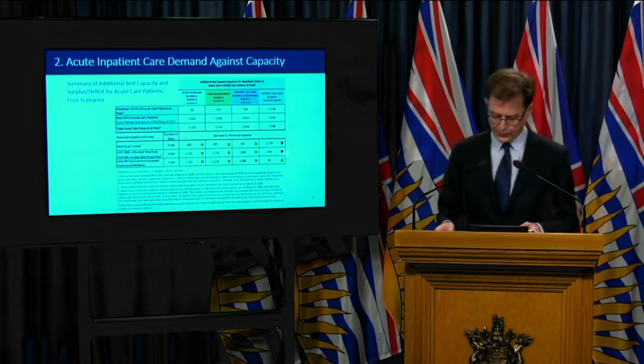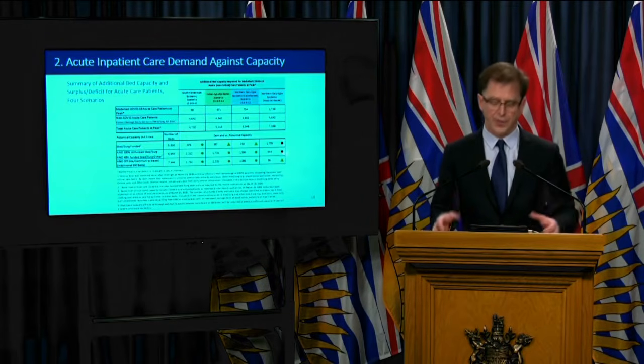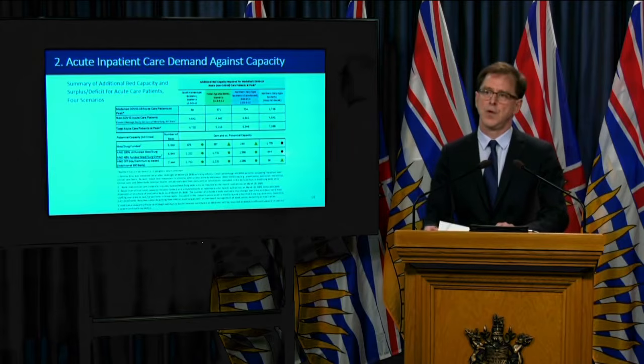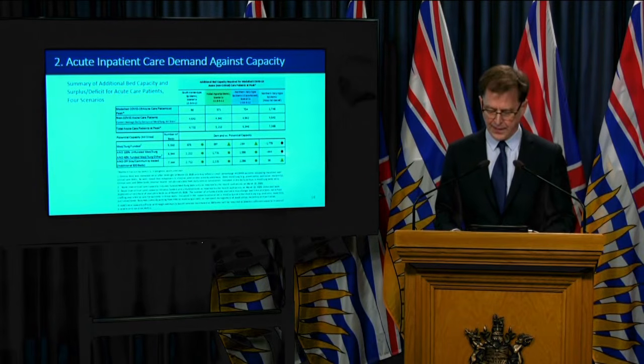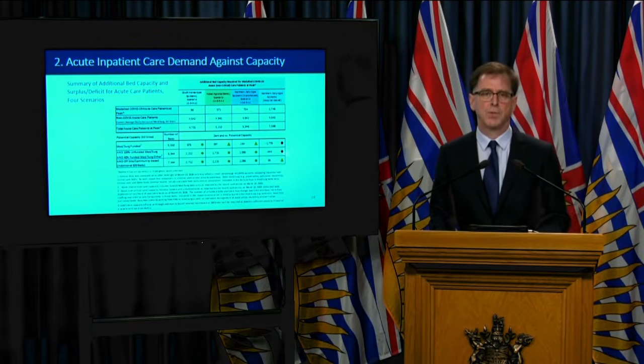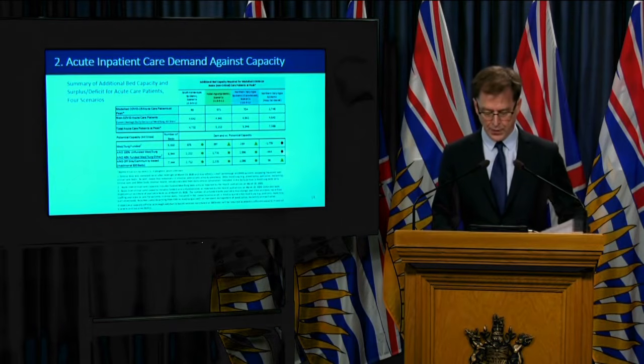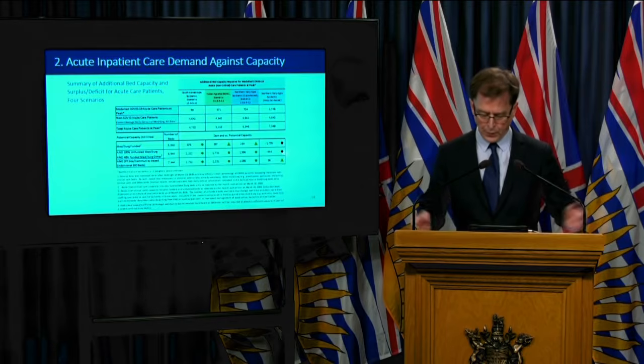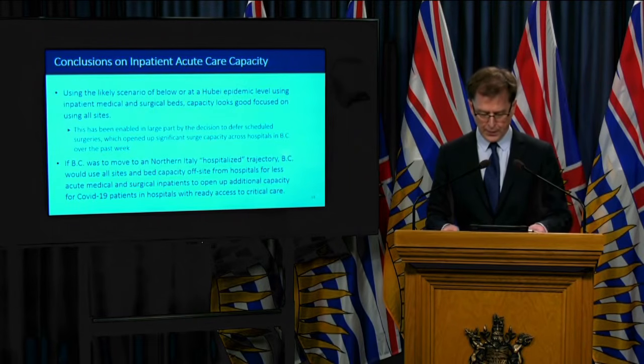And in that case, it's why we're preparing in each of our health authorities significant new bed capacity and preparing for that. Not because we expect it to happen, but we have an obligation and a determination to be prepared for that to happen. So a few conclusions.